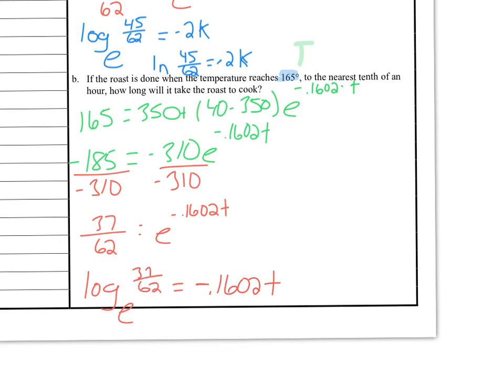Type that in your calculator. Again, you can use natural log or log base e, and then you'll divide both sides by the negative 0.1602. Just keep that all in your calculator, that way you don't mess it up or round when you shouldn't round. And you end up with t equals 3.2 hours. And that's that.